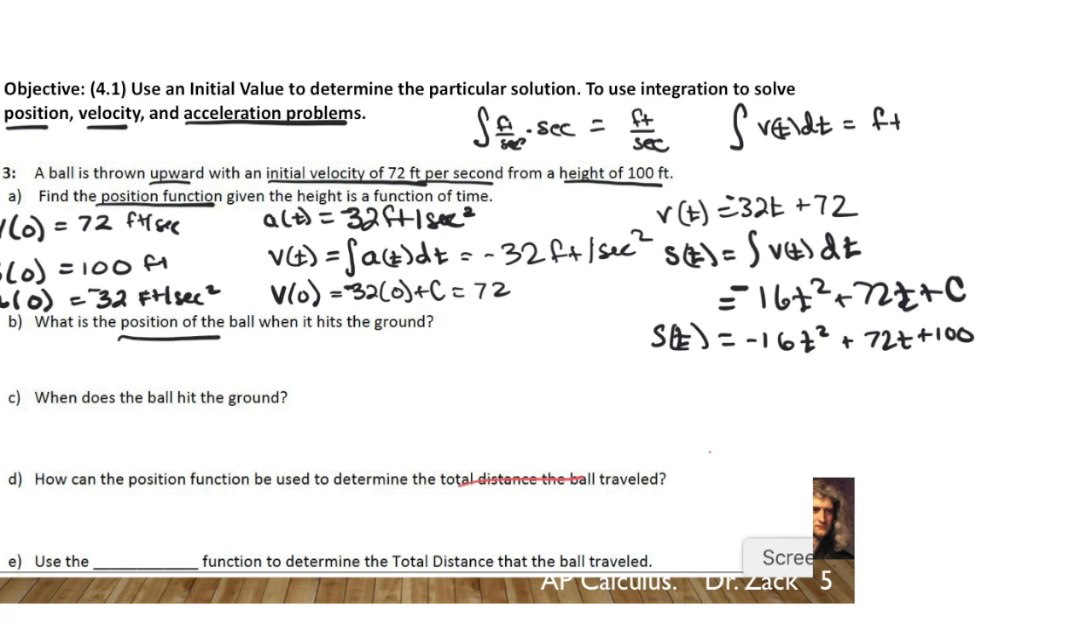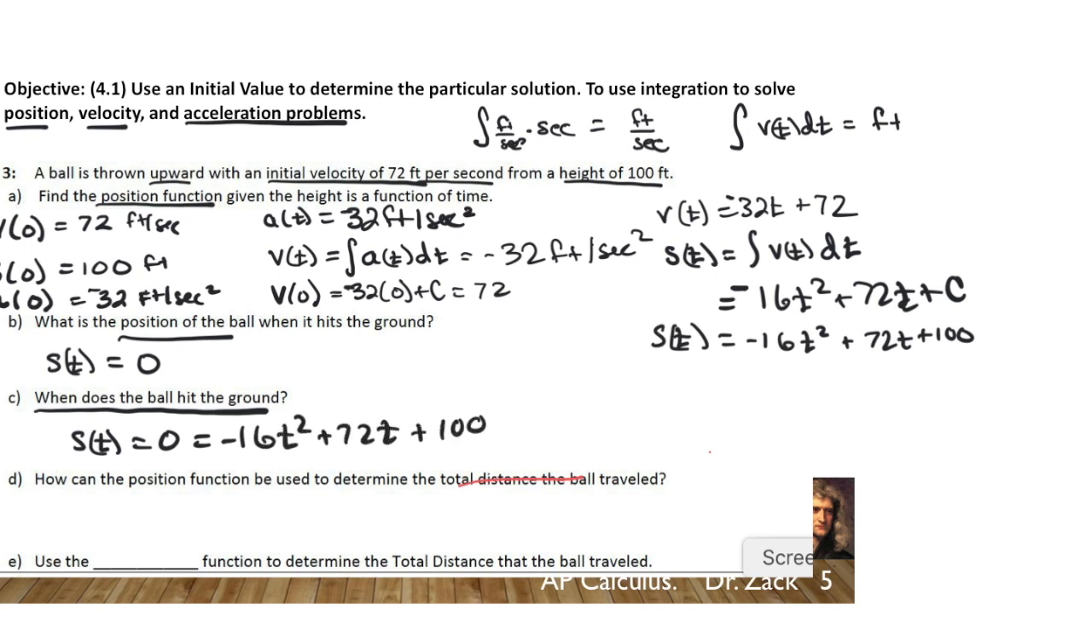All right, now what is the position of the ball when it hits the ground? Now when a ball hits the ground, its position is going to be equal to 0. And the reason I wanted to point that out is that often you're asked, when does the ball hit the ground? So you want to take your s of t, set it equal to 0. In this case, we're going to take our negative 16t squared plus 72t plus 100, set it equal to 0, and solve that equation. You can use a calculator for that, and we come up with 5.613 seconds as the time that it's going to take until we hit the ground.